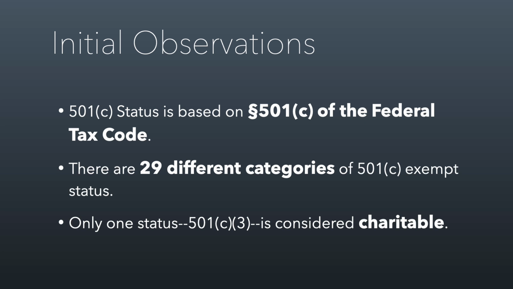In there, you're going to find 29 different categories of 501C exempt status. Only one of them, though, is considered charitable, and we're going to separate that out next. C3 status is this charitable organization status, and I want to emphasize a point here. The federal tax definition of charitable is different than the everyday version of charitable.